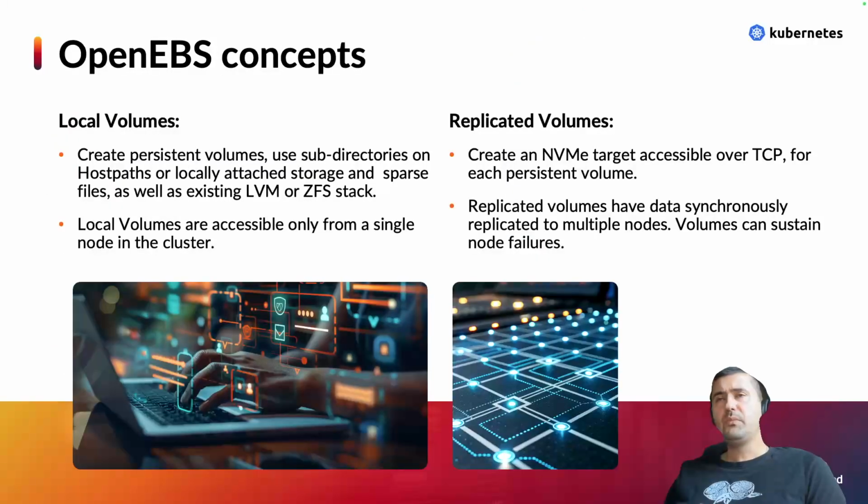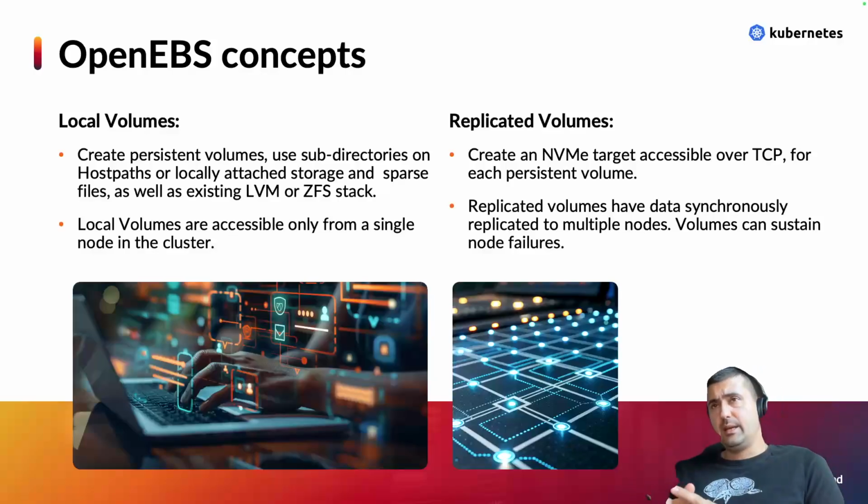The main concepts for OpenEBS are local volumes and replicated volumes. In terms of local volumes, this is something that we actually want to get rid of in our Kubernetes cluster, because it sticks only to single nodes in the cluster. This is something that we don't want to use, because the persistent volumes are just subdirectories on the nodes that the application is running on. So nothing special and nothing highly available. So we don't want to use it.